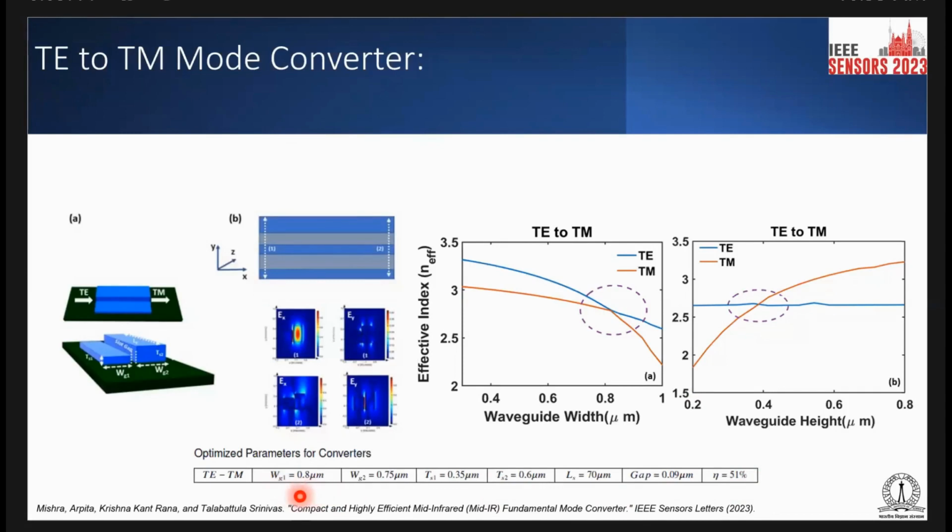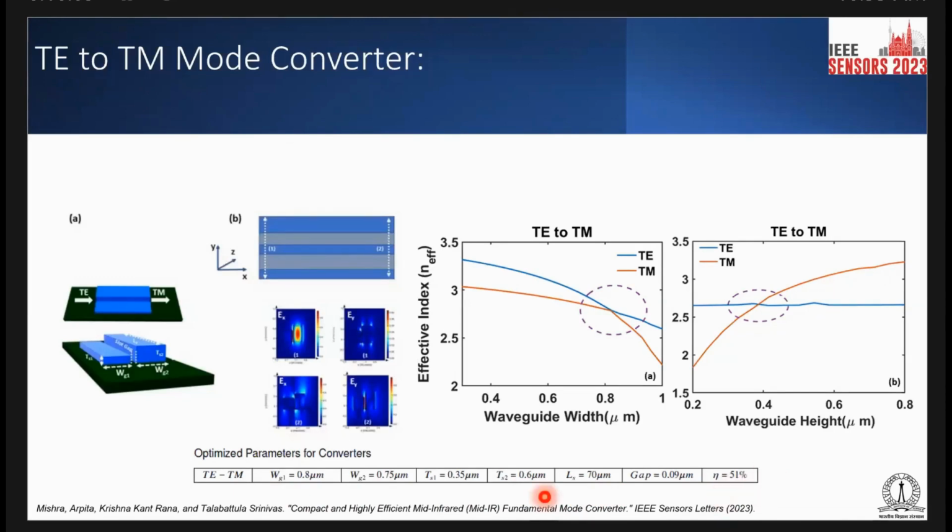That is, waveguide 1 width is 0.8 micron, waveguide 2 width is 0.75 micron, waveguide 1 height is 0.35 micron, and the second waveguide height is 0.6 micron. The length is 70 micron. Both our devices are 70 micron long, and here the efficiency is a little less, it is 51%.